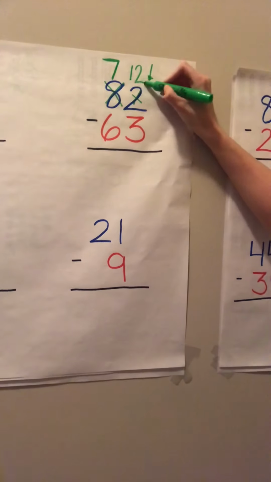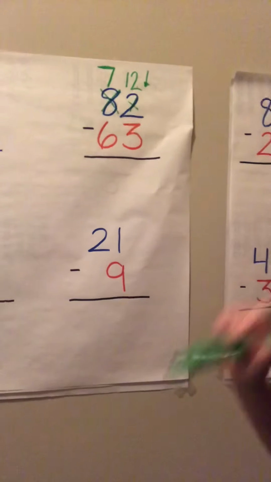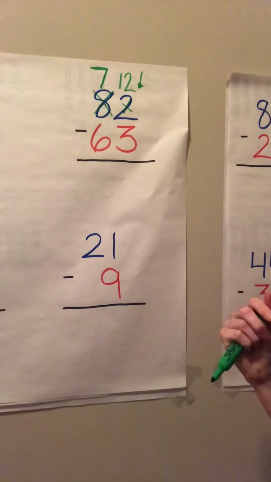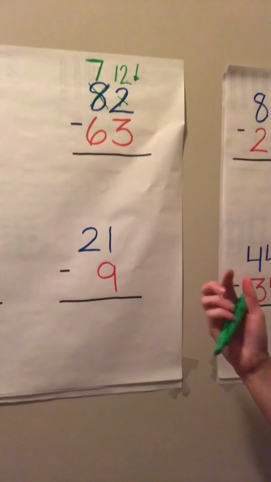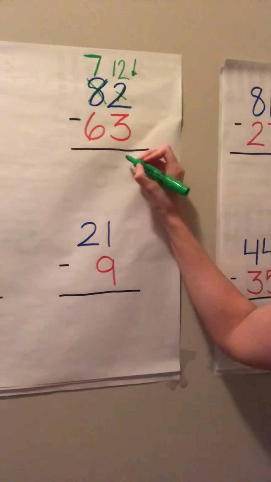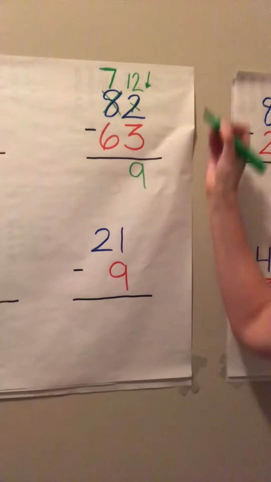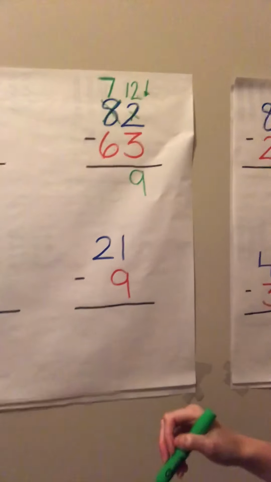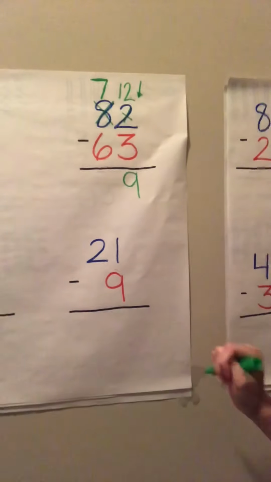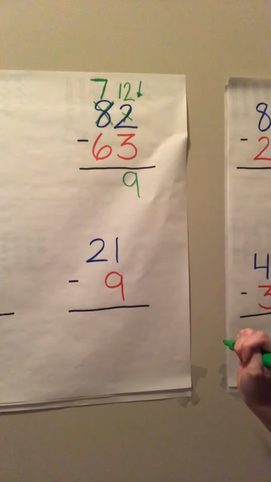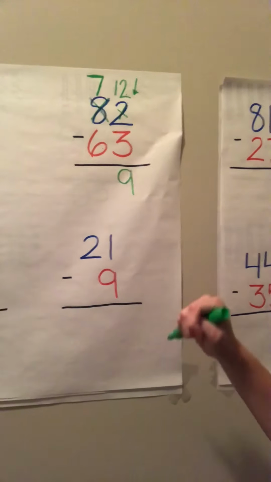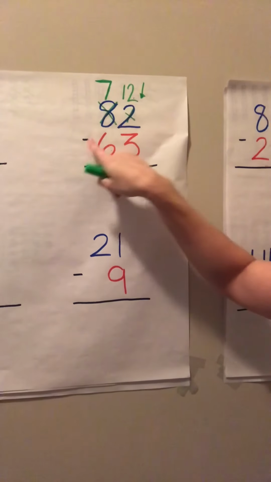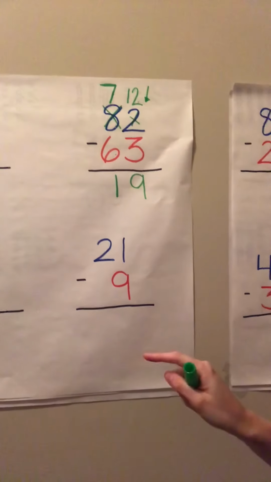Now I can subtract. So 12 minus 3. So if I have 12 and I go back 3, what do I get to? Right, 9. Now I need to do my 10s. So I have my 7 now minus 6. So if I have 7 and I take 6 away, how many are we left with? Right, we're left with 1. So 82 minus 63 equals 19.